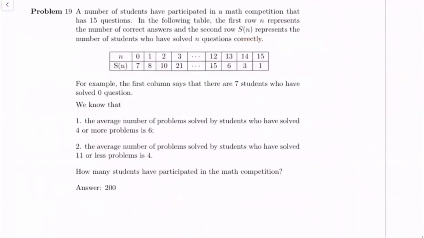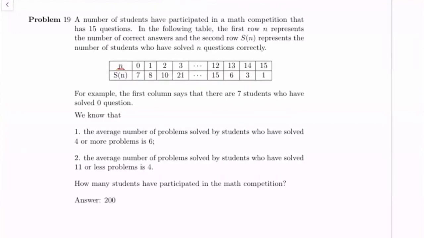Question number 19. A number of students are participating in a math competition that has 15 questions. In the following table, the first row n represents the number of correct answers, and the second row sn represents the number of students who have solved n questions correctly. For example, there are seven students who didn't solve any problem, and there are eight students, each of them solved exactly one question, and there are 10 students, each of them solved exactly two questions.